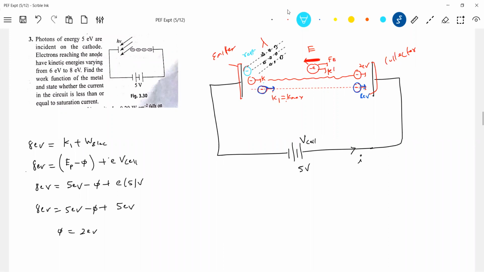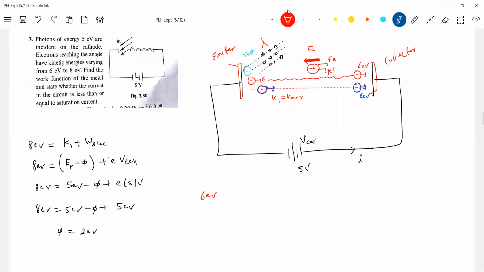So I'll do one thing. K equal to the work done by the electrostatic field. So this 2 electron volt, how can I write it, 2 electron volt, in red color. 6, sir. Which one? That is not 2, that is 6 electron volt. 6 electron volt. So, yeah.